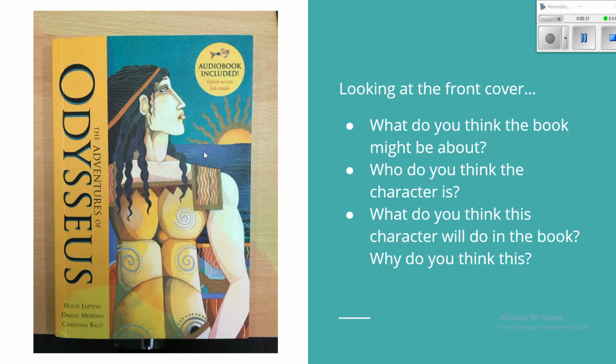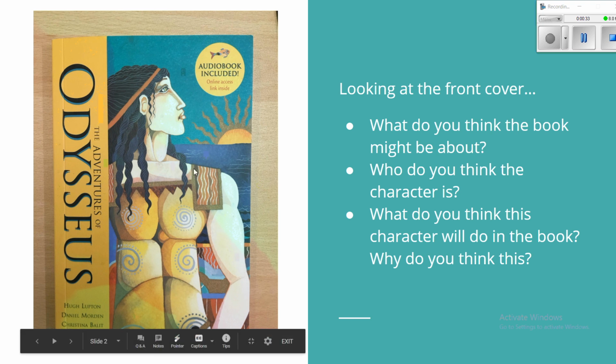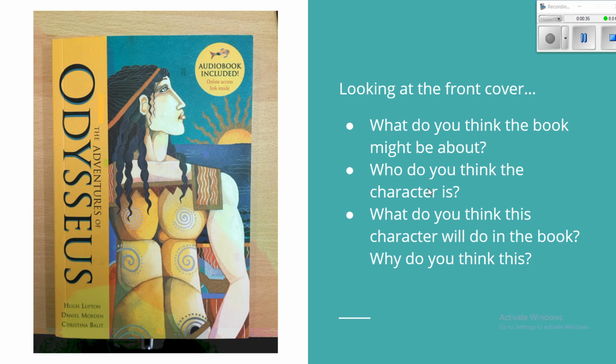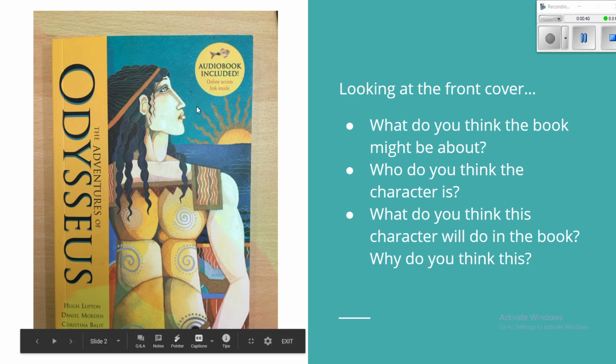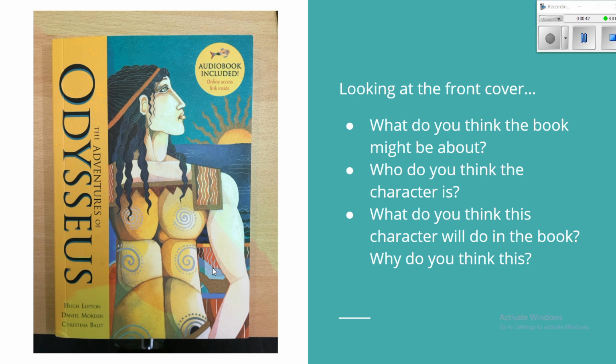What you think the book might be about, just based off the front cover and the prologue that we looked at yesterday. Who do you think the character is? So who do you think this person here is on the front cover? And what do you think he will do in the book? What do you think this character is going to do in the book, and why do you think this?